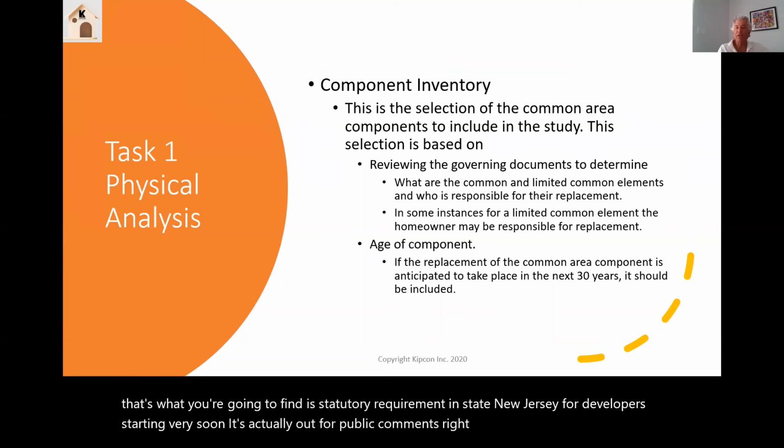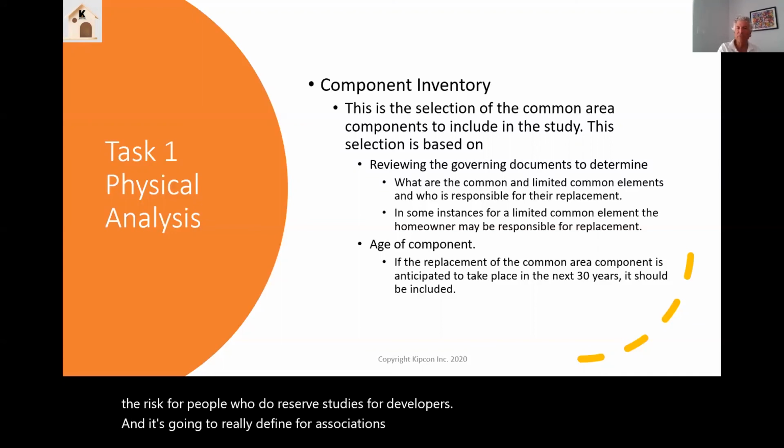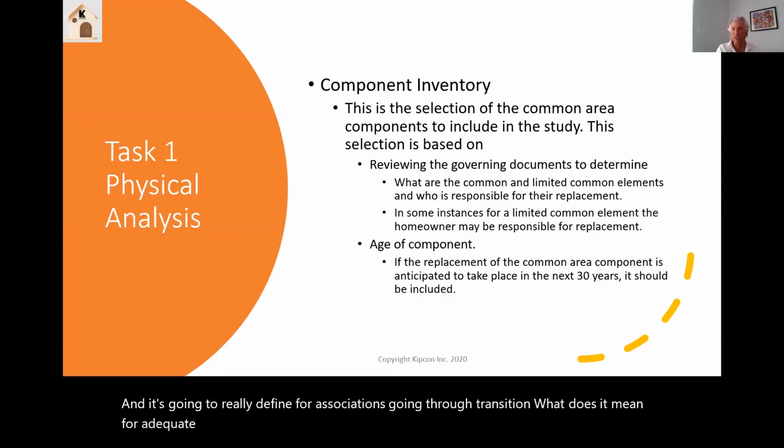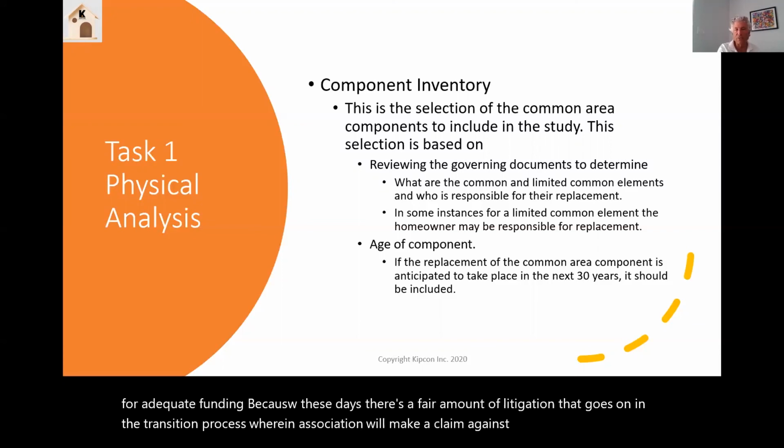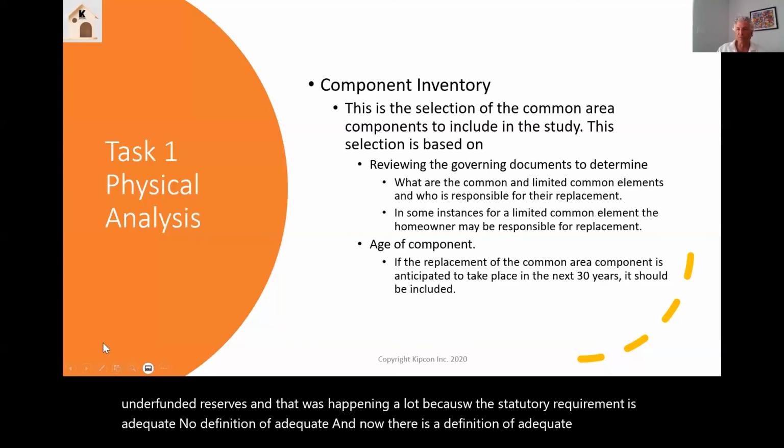If anybody would like a copy of what those guidelines are for developers, but it's going to also reduce the risk for people who do reserve studies for developers, and it's going to really define for associations going through transition, what does it mean for adequate funding? Because these days there's a fair amount of litigation that goes on in the transition process where an association will make a claim against the developer for underfunded reserves. And that was happening a lot because the statutory requirement was adequate with no definition of adequate. And now there is a definition of adequate. So hopefully a lot of that litigation will disappear.